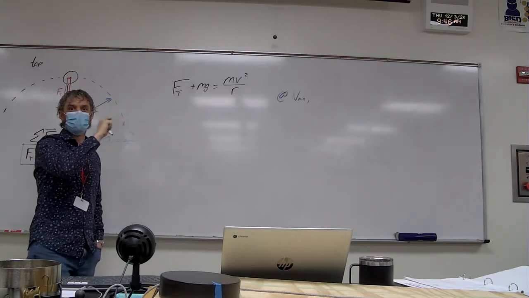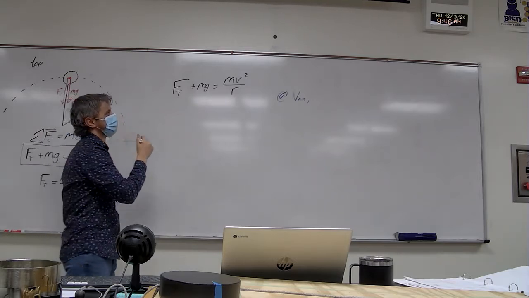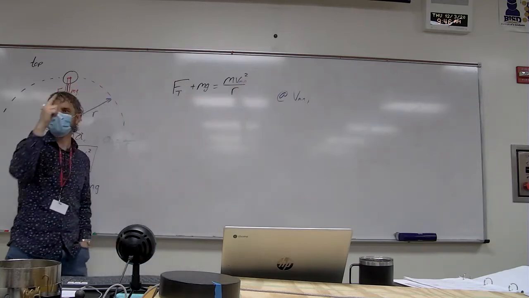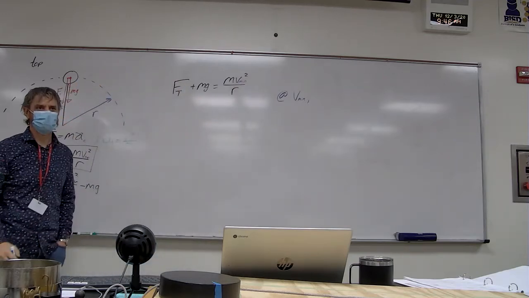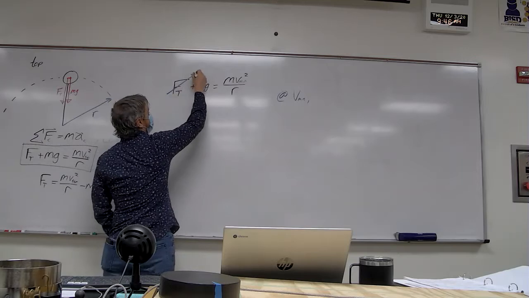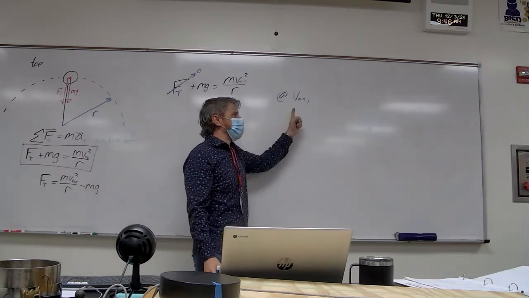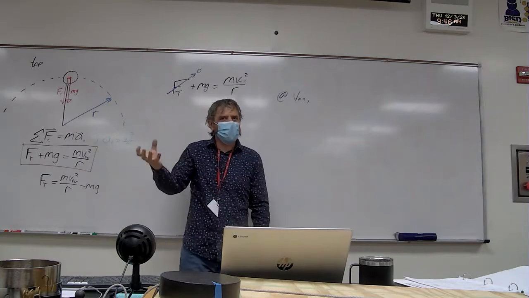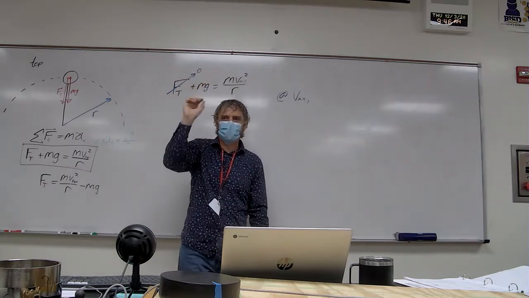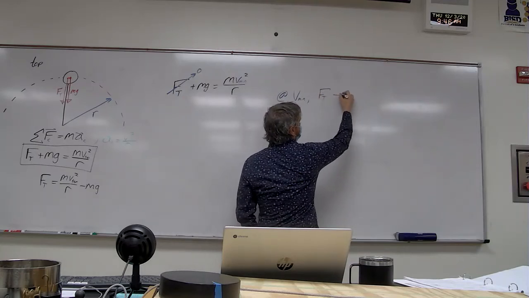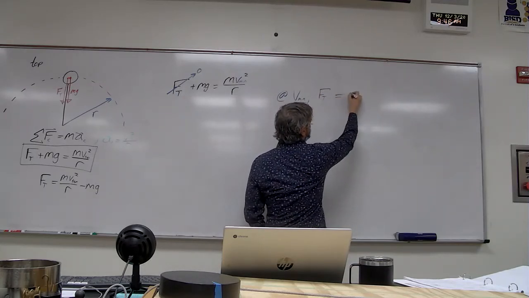When this becomes the minimum speed to get through the top, the tension becomes 0. Good, Alex. The tension becomes 0. So here I make the connection. At the minimum speed, we saw that when it had that minimum speed right at the top, the tension became 0 for that instant. So the force of tension approaches and essentially becomes 0.